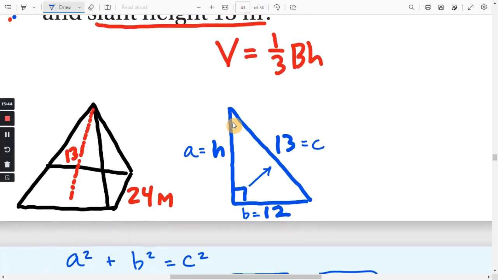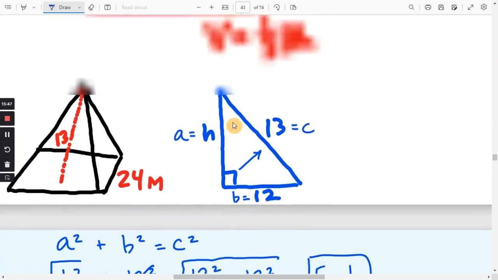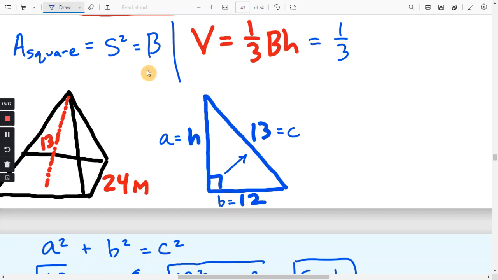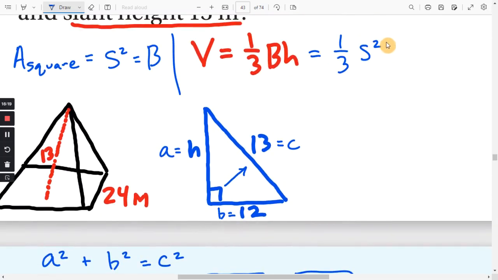All right. So back to our volume formula. We have 1/3 base times height. Okay, we said the base is a square, and the area for a square is side times side, or s squared. So that's what we're going to use for capital B. All right, so this is going to be 1/3. Capital B is s squared. And h we just found a minute ago, that was 5. Or no, we'll just write h for now.